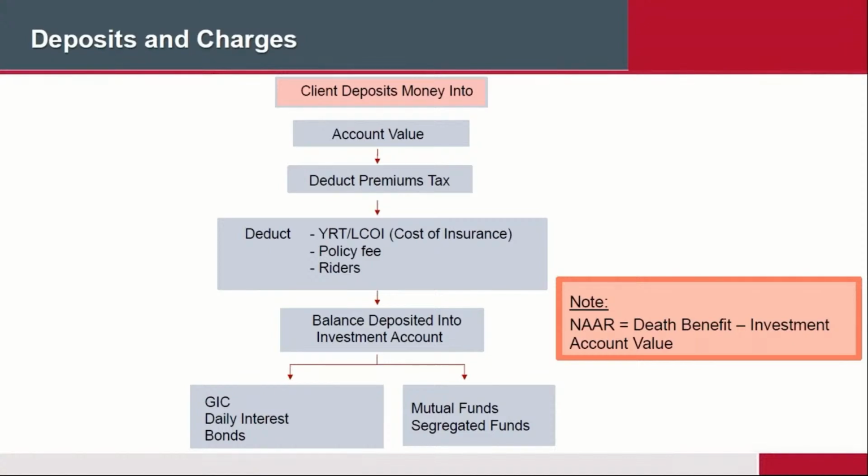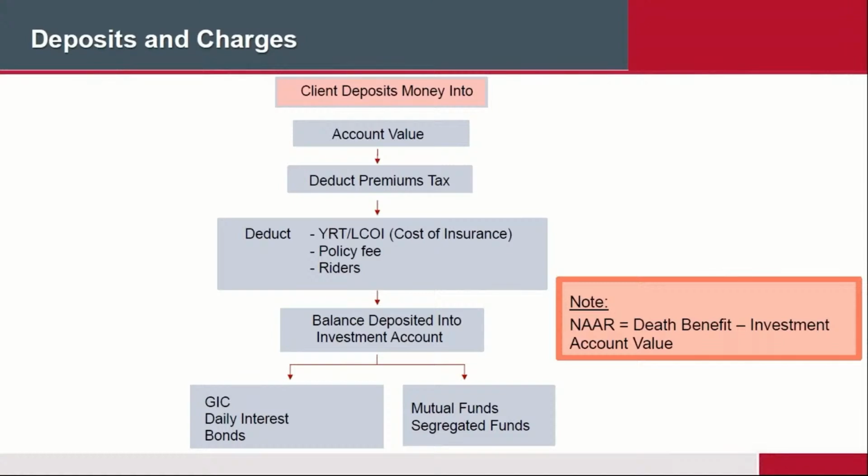From there, the insurance company automatically deducts premium tax. Now, depending on the province, that premium tax could be anywhere between 2 to 4%. Again, the consumer never sees all of this. They gave you their $1,000, they deposit it into the account, and the insurance company automatically takes out anywhere between 2 to 4% from that. Then they will deduct the YRT or level cost of insurance. And again, we'll look at that in a moment. You'll see what that's all about. We will deduct the policy fee. We'll deduct any riders that they have.